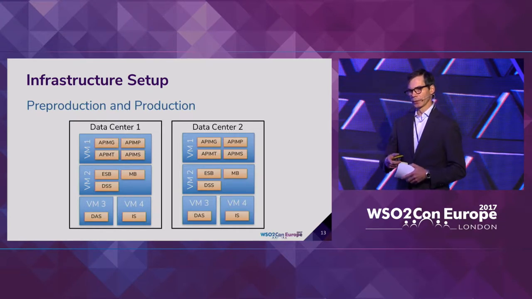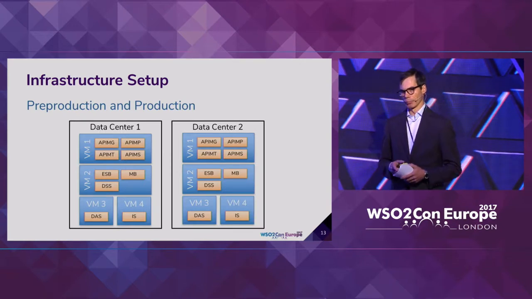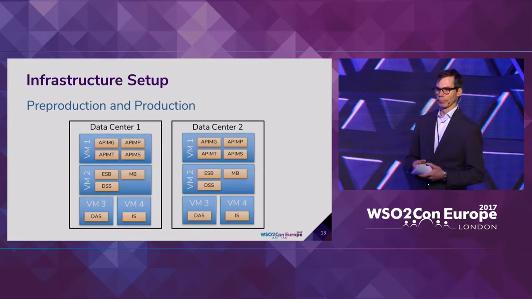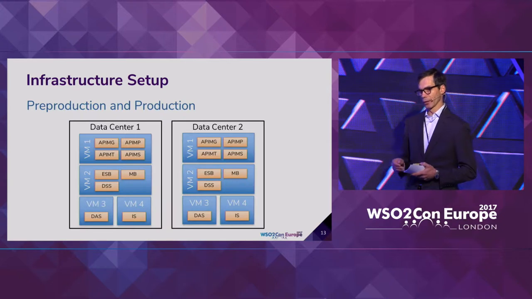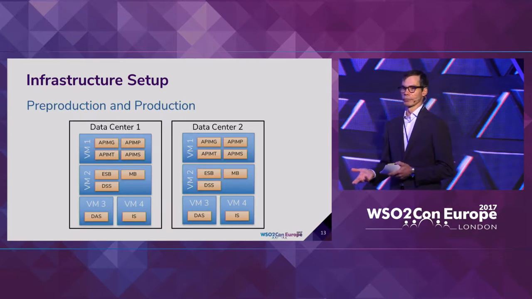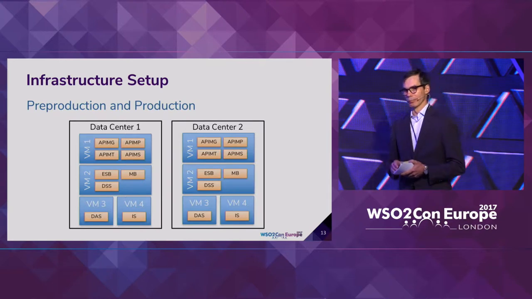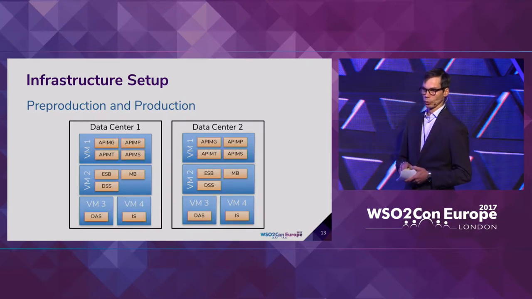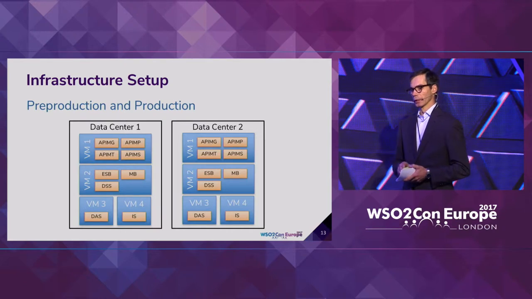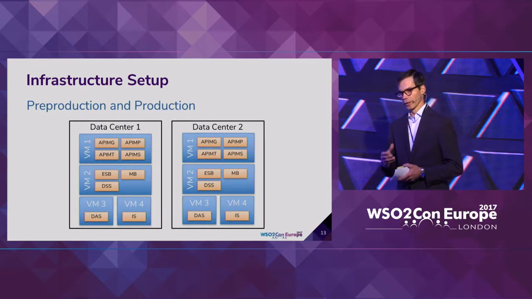And we split the products up into four VMs. Why? Because we have constraints when it comes to transferring one VM from one data center to another one. It has to be below some minutes, and we were not able to do that with one single box. The other reason was also the different network zones.